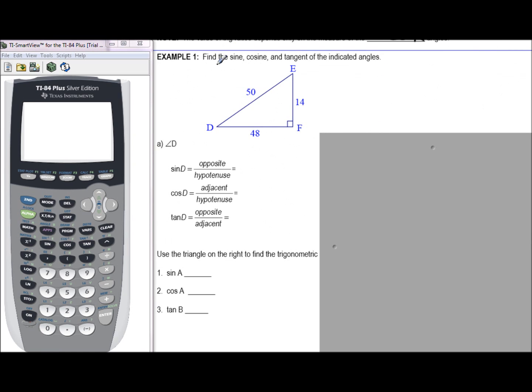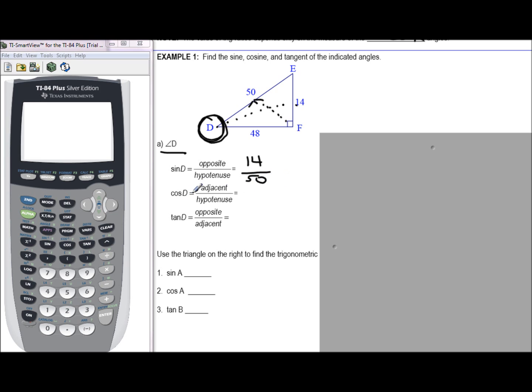Okay, so example 1, we want to find the sine, cosine, and tangent of the indicated angles, or the reference angles. So let's say I want to use angle D as my reference angle. So the sine of angle D, remember sine is equal to the opposite side over the hypotenuse. So the sine of angle D is going to be angle D's opposite side, 14, over angle D's hypotenuse. Well, the hypotenuse of a right triangle is always opposite the right angle, so it's going to be 50.